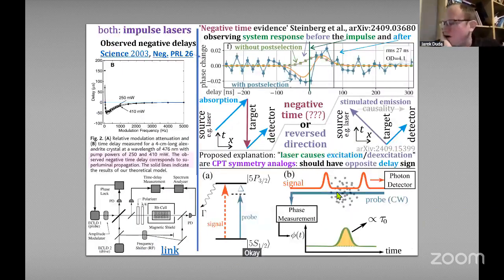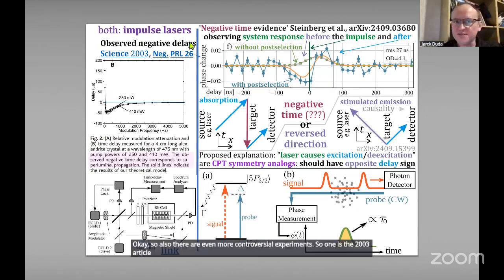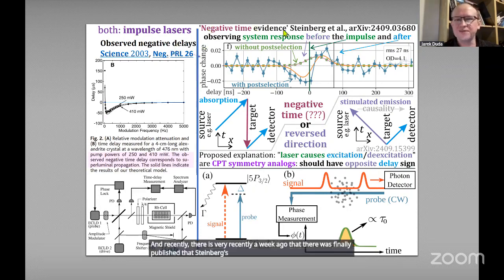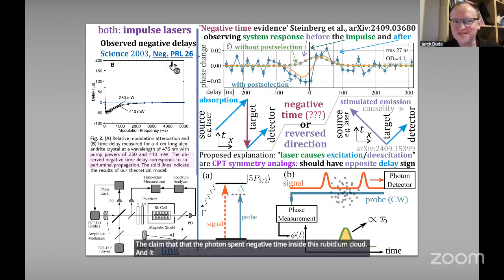Okay, so there are also even more controversial experiments. One is the 2003 article, observed negative delays. Here is the delay, so here is some setting, before and after, and it turns out that the delay for some parameters is negative. And very recently, like a week ago, there was finally published this Steinberg's group negative time evidence, the claim that the photon spent negative time inside this rubidium cloud, and it was published in PRL recently.